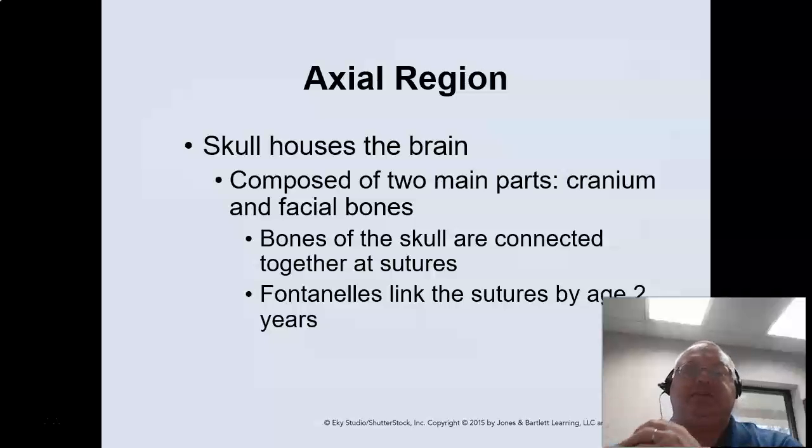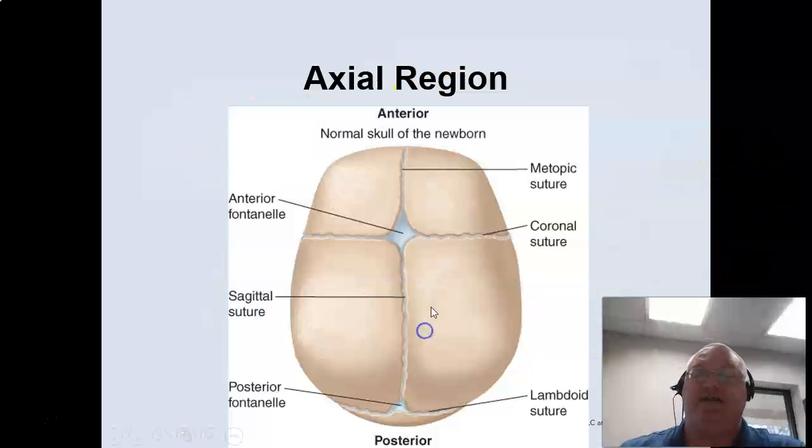Again, the skull houses the brain. Again, you've got the cranium and the facial bones in there. The bones of the skull are connected together as sutures. I would probably know what a suture is. And then fontanelles, I would definitely know what those are. Usually the fontanelles are the spaces, especially when a child is born. Again, this helps it get through the birth canal.